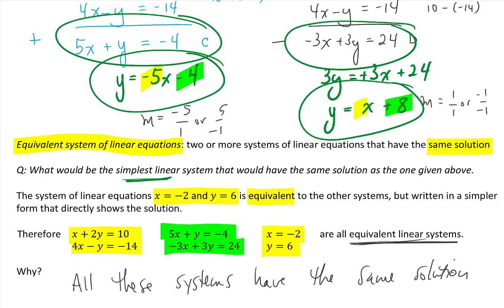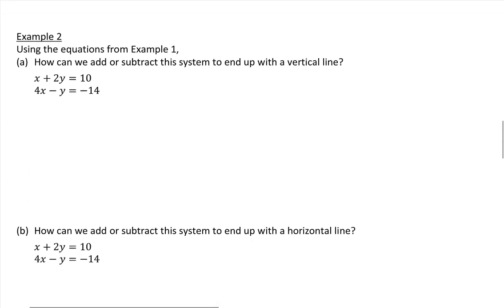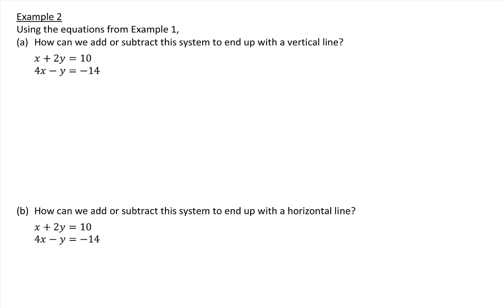So now that we know what an equivalent linear system is, let's look at how we can get it to this nice simple one. Example 2. Using the equation from example 1, how could we have added or subtracted this system to end up with that vertical line? And remember, the vertical line was x equals -2.